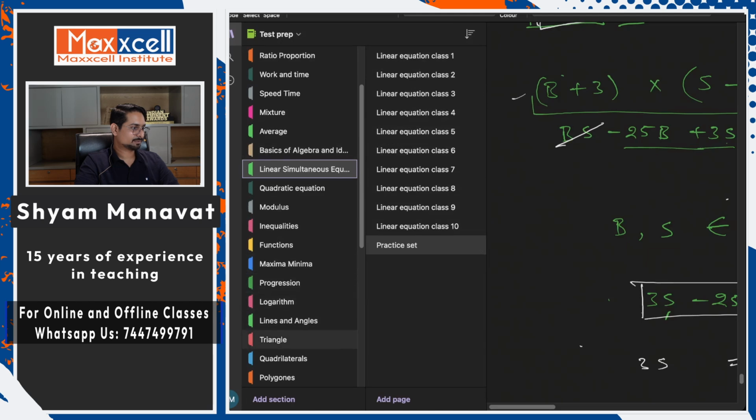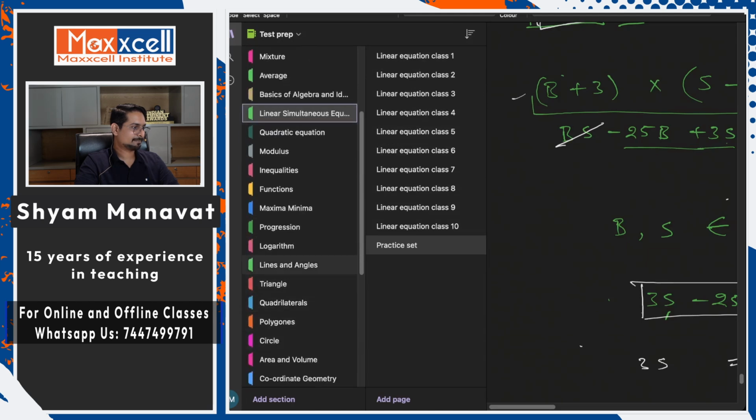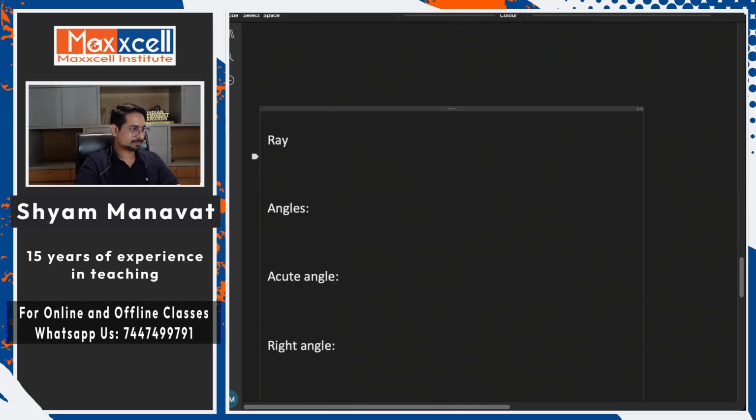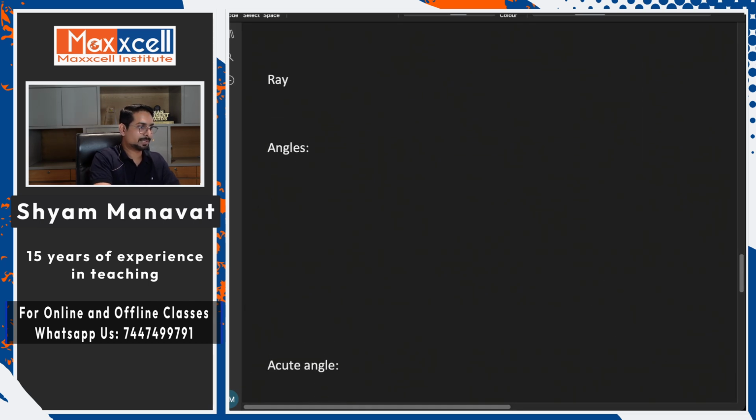Well, coming back to geometry, the next term is, okay, ray we have discussed. So now with rays, if you have two rays starting from the same point, let's say point P, so you got PA as one ray and PB as another ray. If you got two rays starting from the same point, then they form what? Angle.